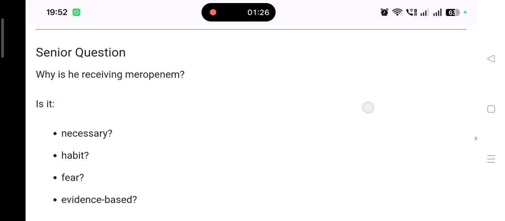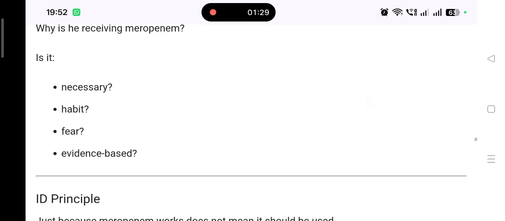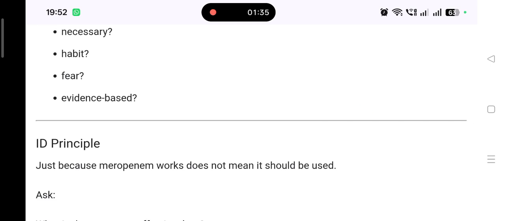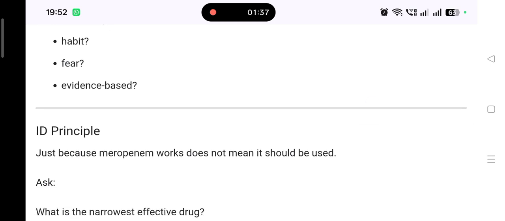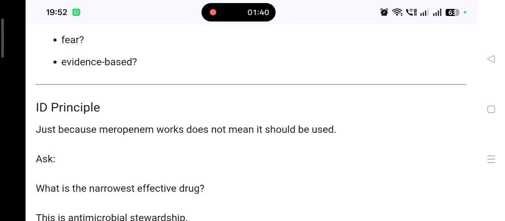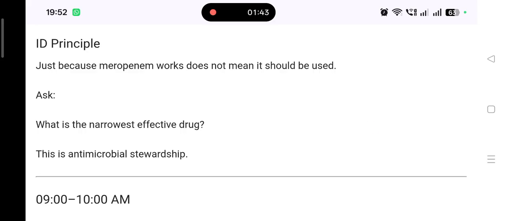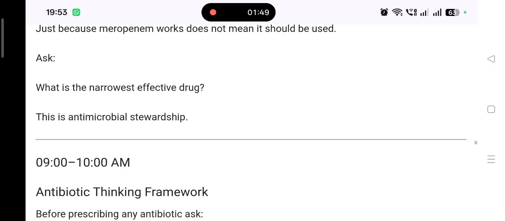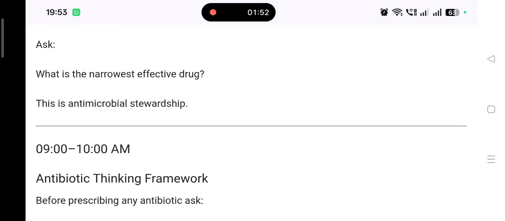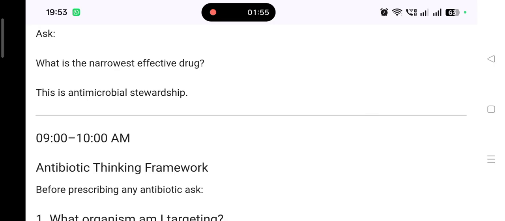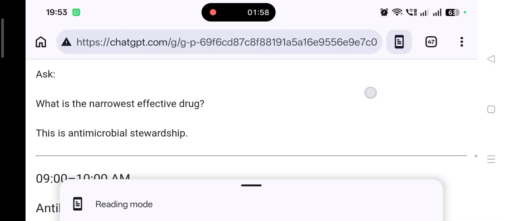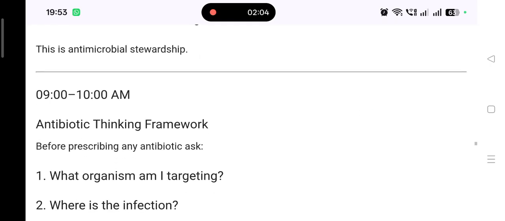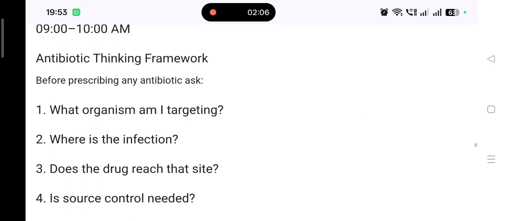So the question is, why is he receiving meropenem? Is it necessary, or is it habit to give these types of drugs, or a fear that he has urosepsis, or is it evidence based? The principle says that just because meropenem works doesn't mean it should be used. Ask, what is the narrowest effective drug? This is antimicrobial stewardship. Out of these 3 sensitive drugs, we should see which one is of the narrowest spectrum and can be effective.